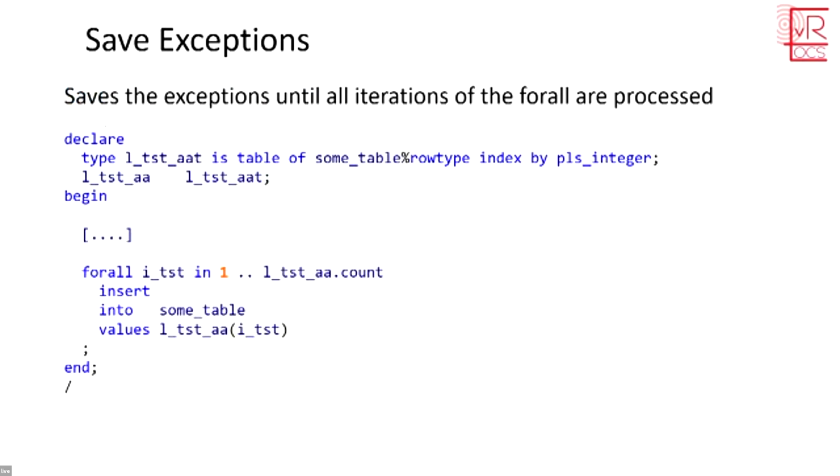Save exceptions: when you use that, all exceptions that happen during a bulk operation, during bulk DML, are saved until the entire FORALL has been processed. So it won't crash the minute it runs into an error. The errors are saved, hence save exceptions. You do that by just adding SAVE EXCEPTIONS to the end of this FORALL.